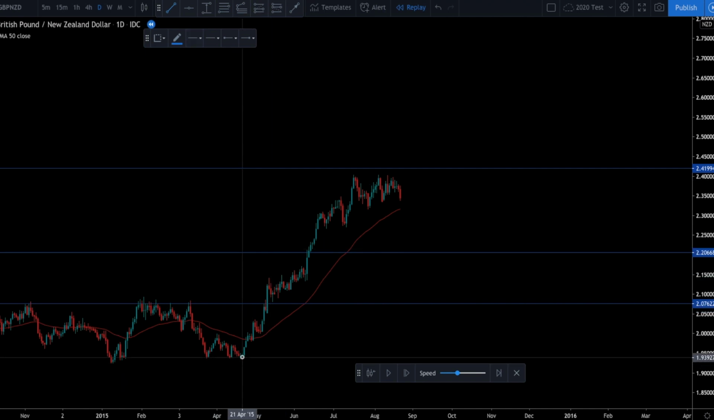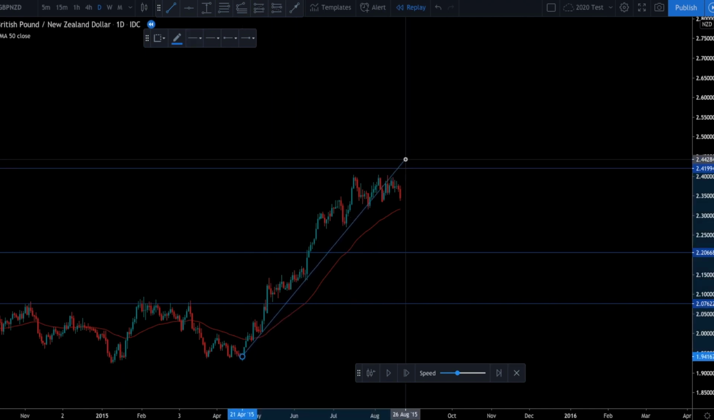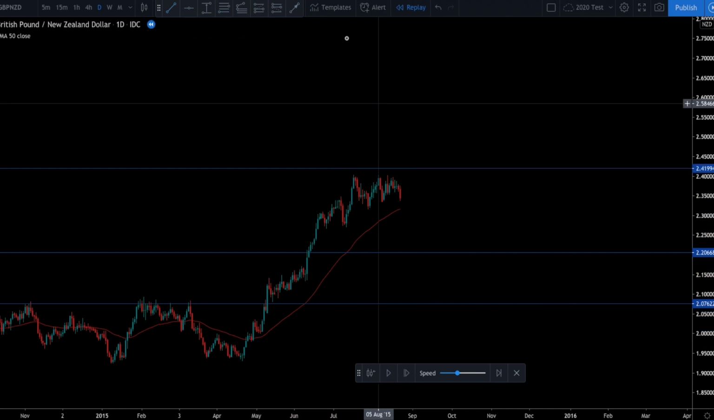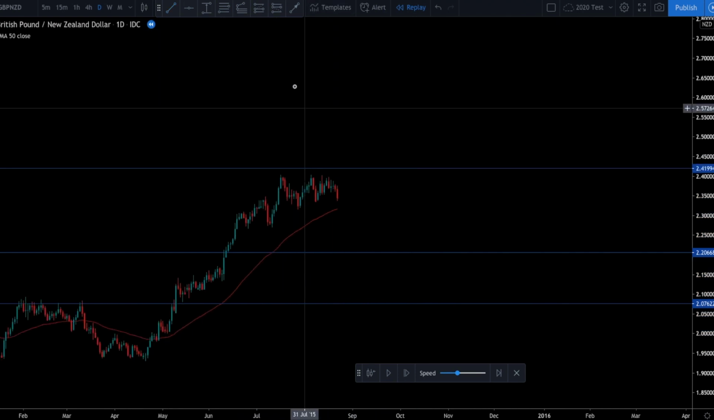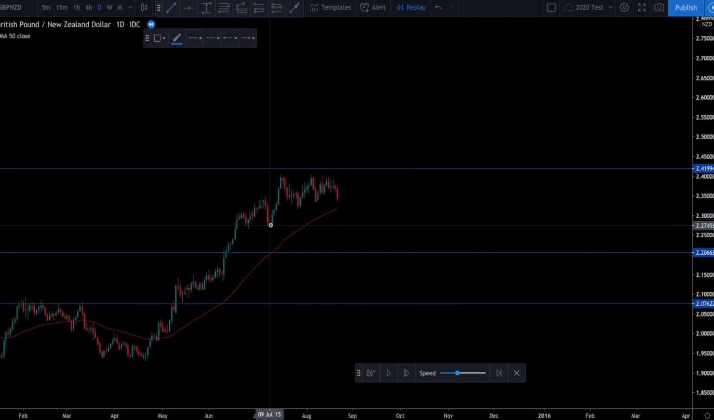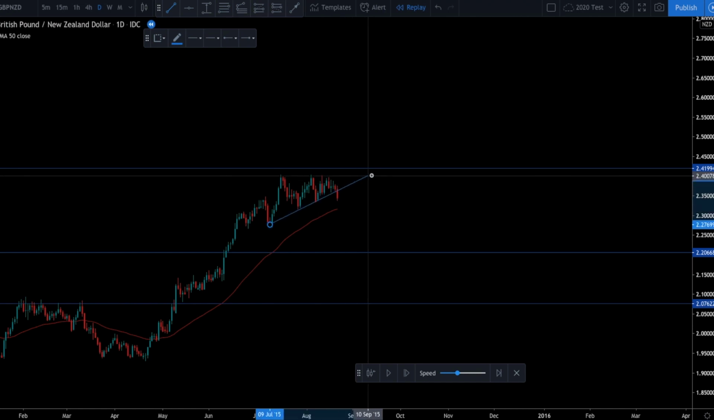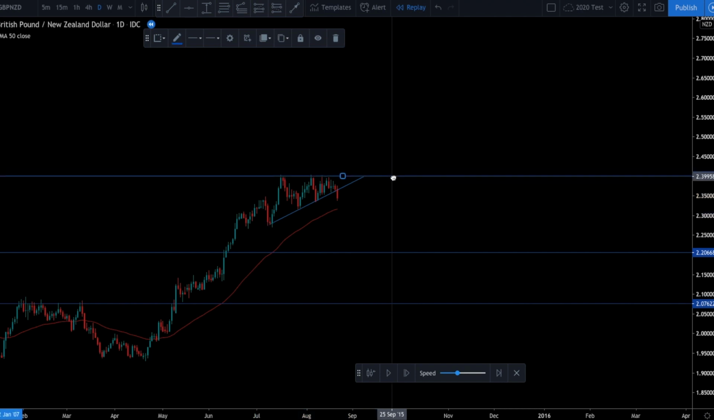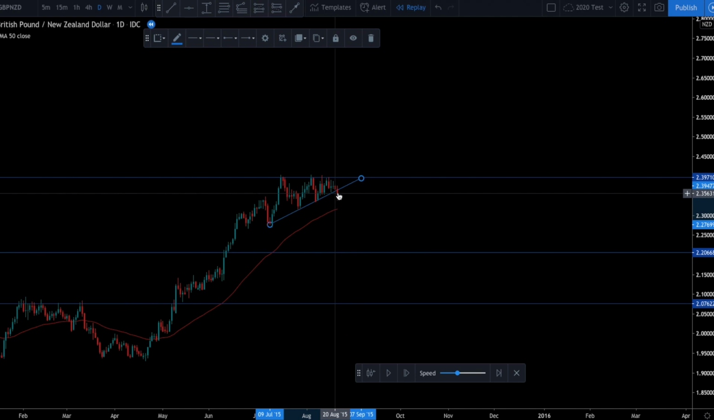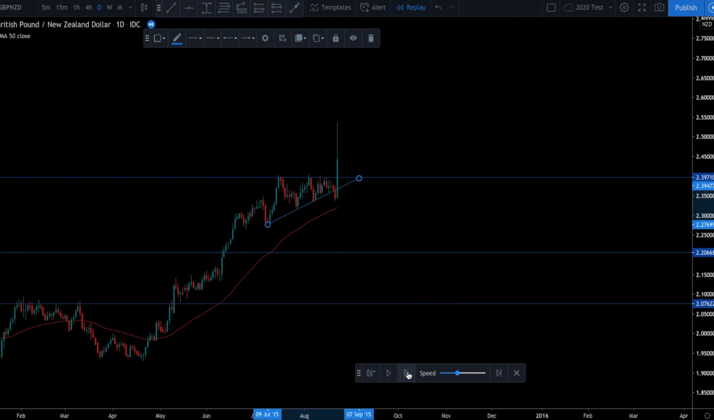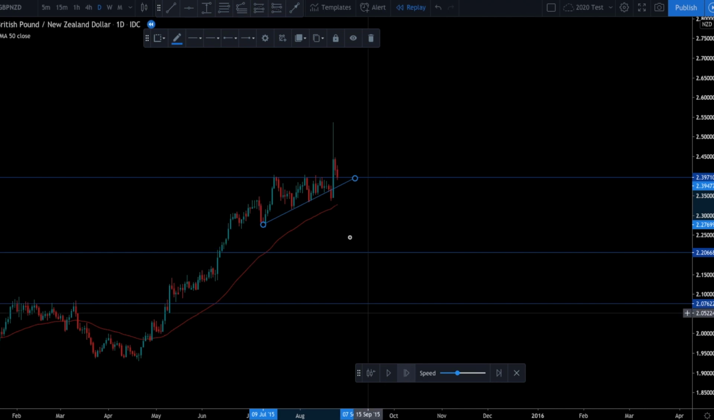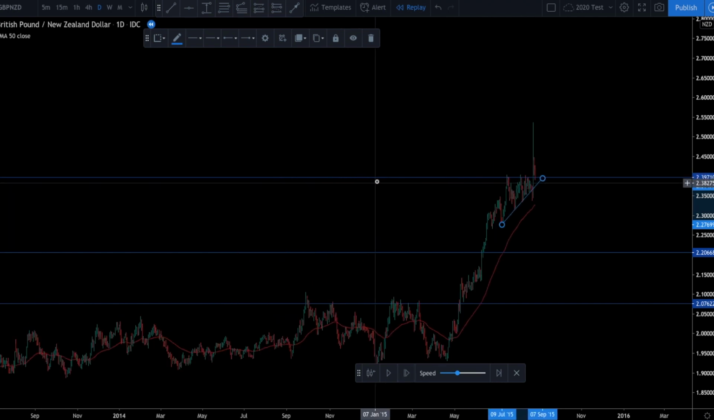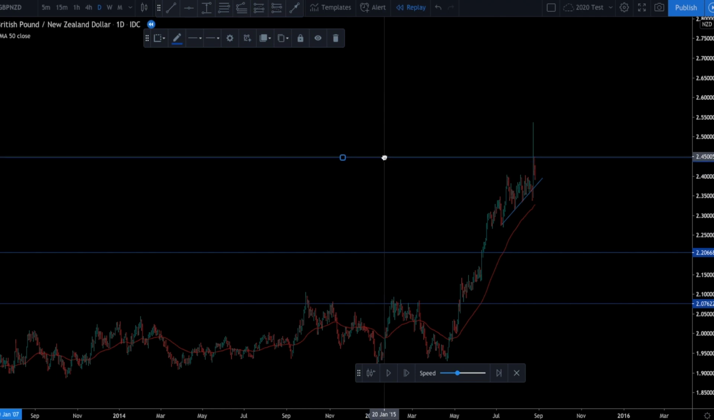And let's see. There's obviously a small trend line here, nothing crazy. I am going to lower this down to here. So we did break out of a small triangle here. So now it came up and retested that area I was talking about.